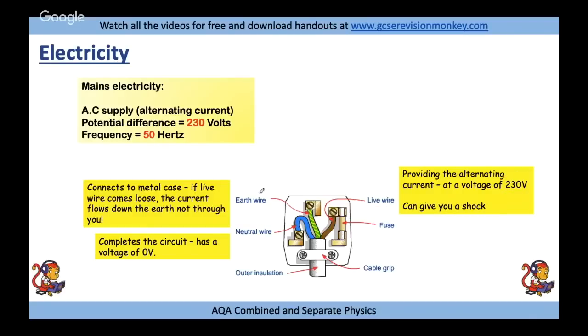Okay, what about this earth wire then? It's not involved in sending electricity to the component or back again, but inside the machine it connects to the metal case. So something like a fridge or an oven or a freezer, if the live wire inside comes loose and touches the metal case, instead of going through you, the current flows down the earth wire. That's because it has a really low resistance. Electricity wants to take the path of least resistance, so it goes down the earth wire, not you.